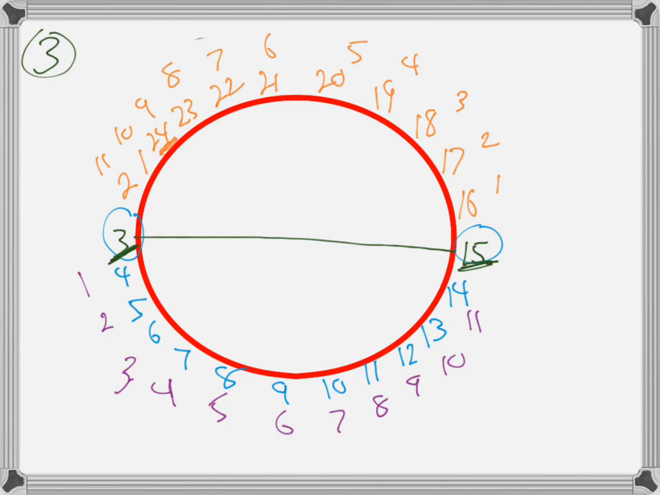Do you see how I came up with that? There's 11 numbers down here, not counting the 3 and the 15. And there's got to be 11 numbers up here. And it's got to be 2 and 1. So for the 11 numbers, it must go up to 24.